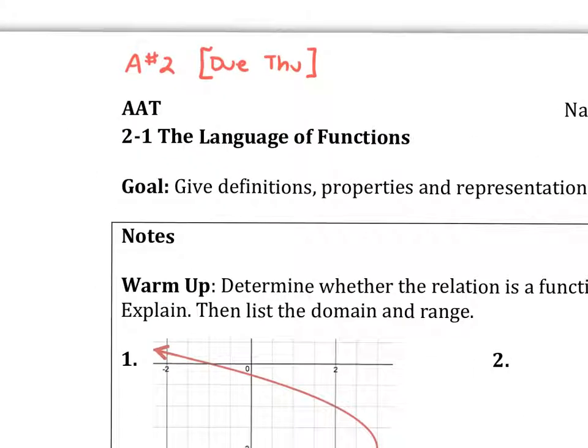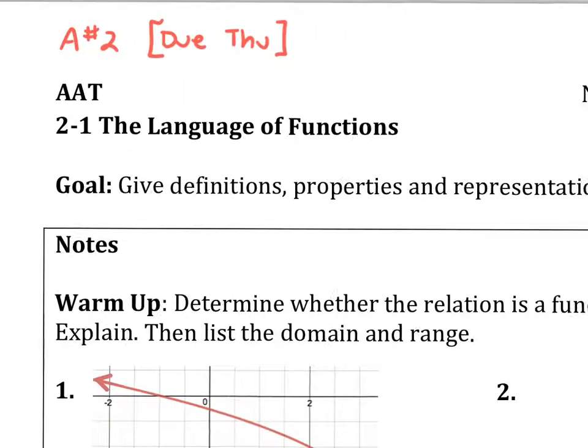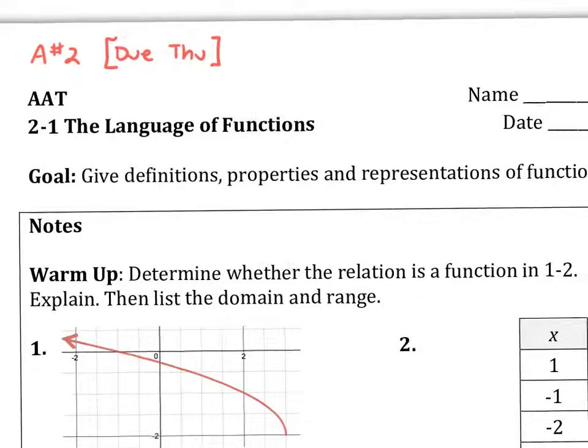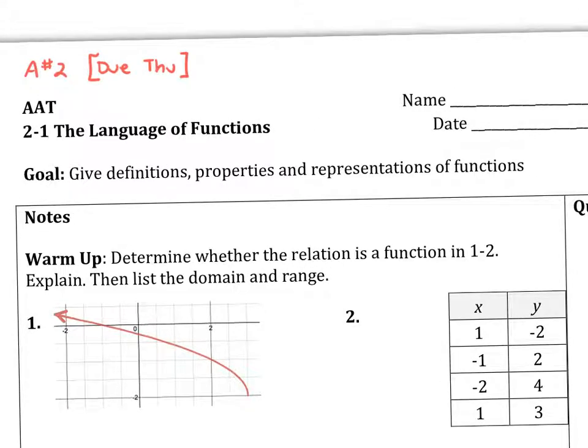On this beautiful day in advanced algebra and trigonometry, we're going to talk about the language of functions. Our goal for today is to give definitions, talk about properties, and look at how to represent functions. First off, as a warm-up, determine whether the relation in this graph or in this table is a function. Explain if you can, and then list the domain and range.